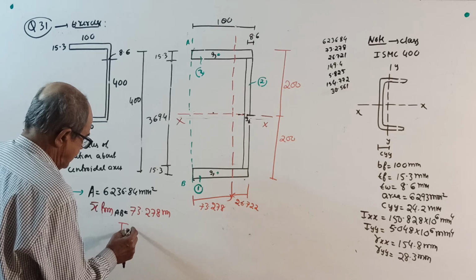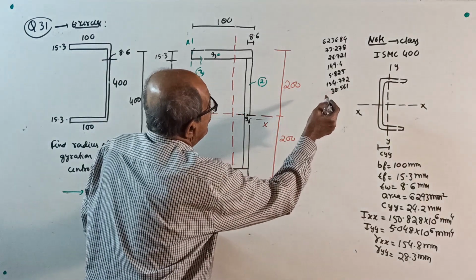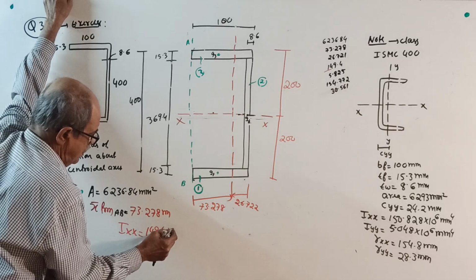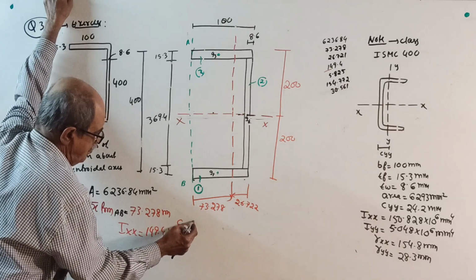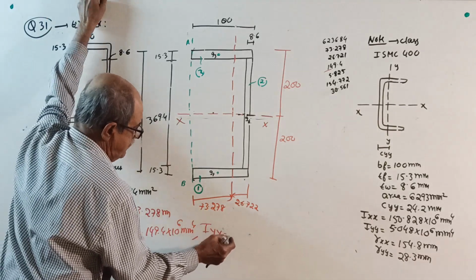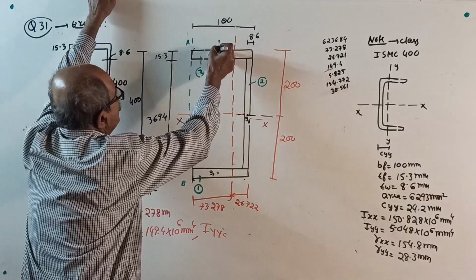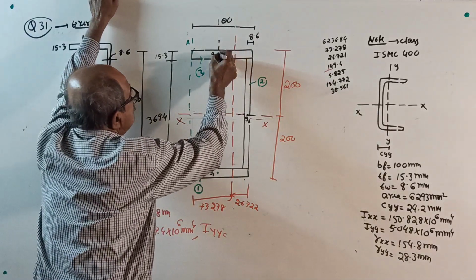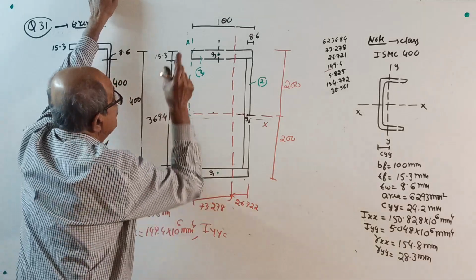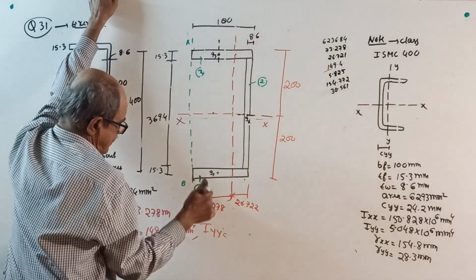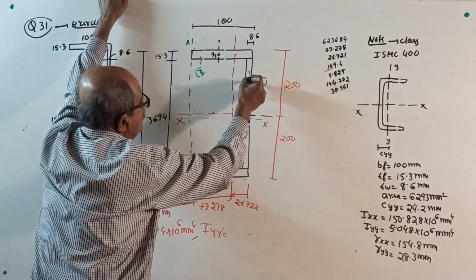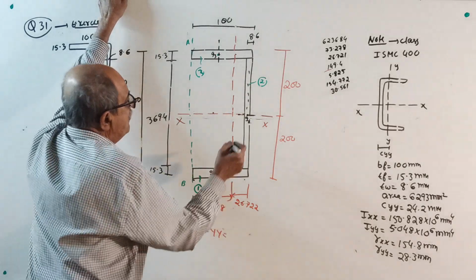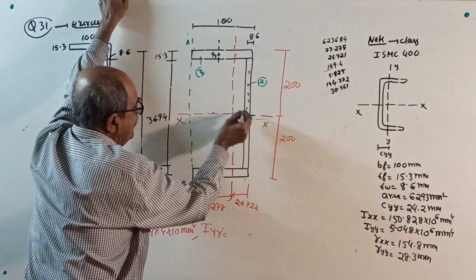Your I about xx, if you calculate, will come 149.4 into 10 to the power 6 millimeter power 4. Same way, calculate Iyy. See, first about its own axis: 15.3 into 100 cube by 12 plus area into this distance square, that is 73.278 minus 100 by 2 whole square, into 2, plus I about its own axis: 369.4 into 8.6 cube by 12 plus area into this distance square, how much?